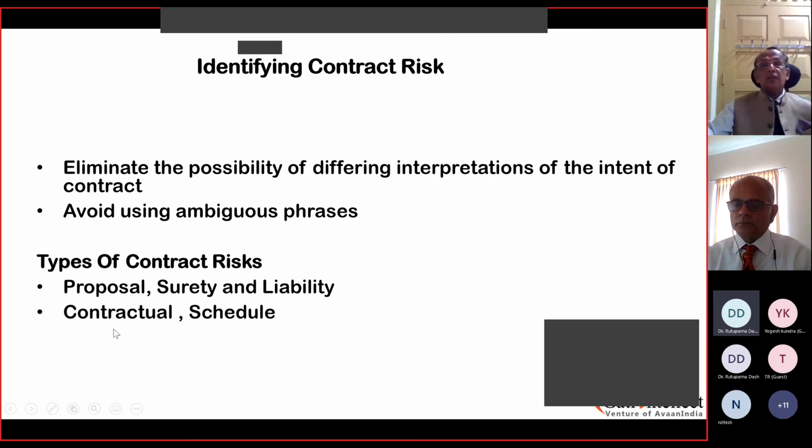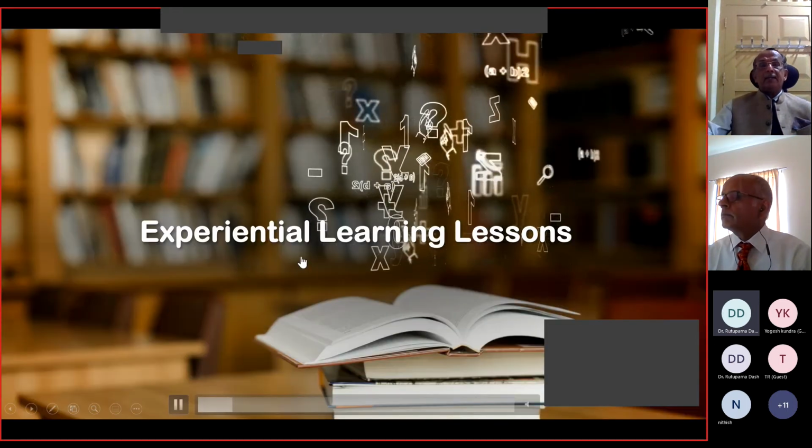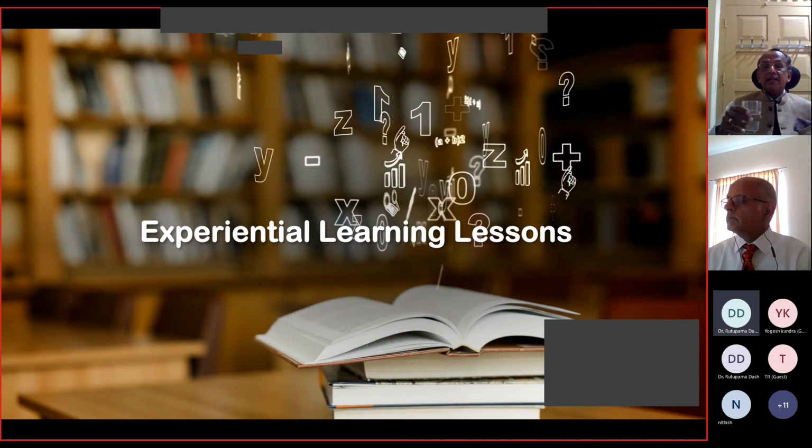Okay, contractual and then scheduling. So identifying the contract risk: performance and price. I'm not getting more into contract risk, which we will be covering tomorrow. Right, so now we have the experiential learning lessons.